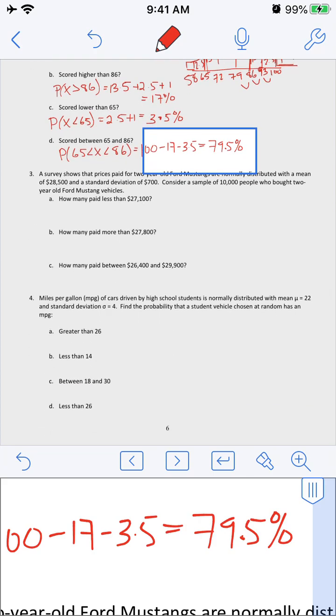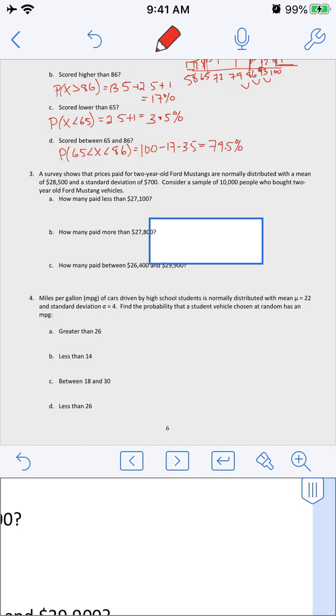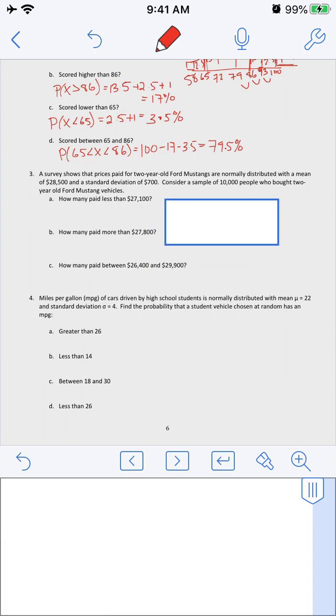Moving right along. The survey shows that prices paid for 2-year-old Ford Mustangs are normally distributed with a mean of $28,500 and a standard deviation of 700. Consider a sample of 10,000 people who bought 2-year-old Ford Mustang vehicles. How many paid less than $27,100? So, got to build that normal curve, right? It doesn't tell us to, but we can't really figure it out until we know that probability. So let's go ahead and build that normal curve.